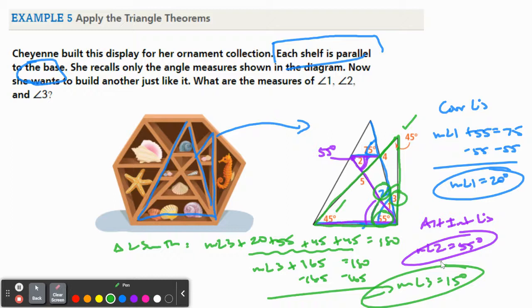Great, so hopefully you feel comfortable with the triangle angle sum theorem and the triangle exterior angle theorem so that you can use them to solve more problems.